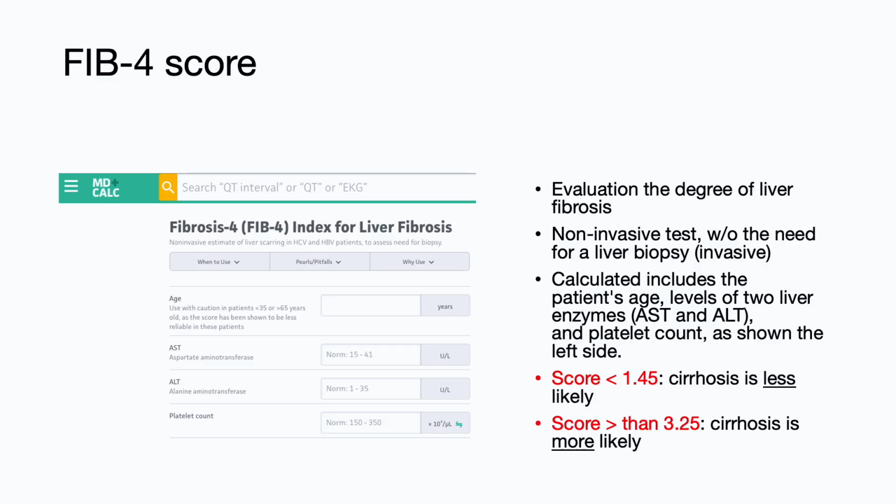Fibrosis 4, or in short FIB4, is a clinical marker used to evaluate the degree of liver fibrosis. It is a non-invasive test that helps us assess the extent of liver damage without the need for a liver biopsy, which is more invasive. The FIB4 index is calculated using a simple formula that includes the patient's age, levels of two liver enzymes, AST and ALT, and platelet count, as shown on the left side. A score of less than 1.45 suggests that cirrhosis is less likely. A score of more than 3.25 suggests that cirrhosis is more likely.